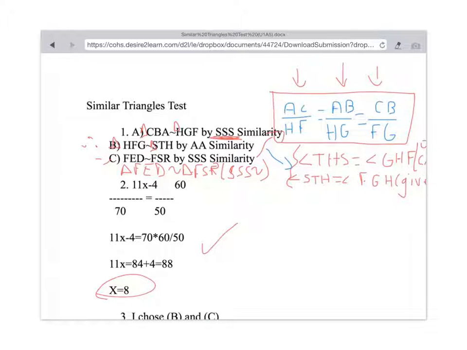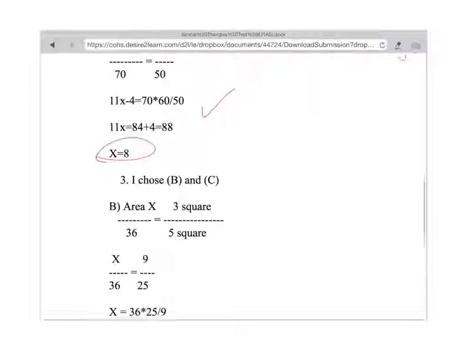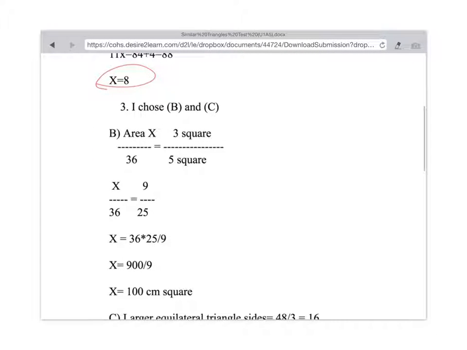So let's move down now and have a look at question 3. Okay, so for 3B, that's perfectly correct. The relationship between the areas and the side lengths is a squared relationship, and so you have that one correct. Good job.